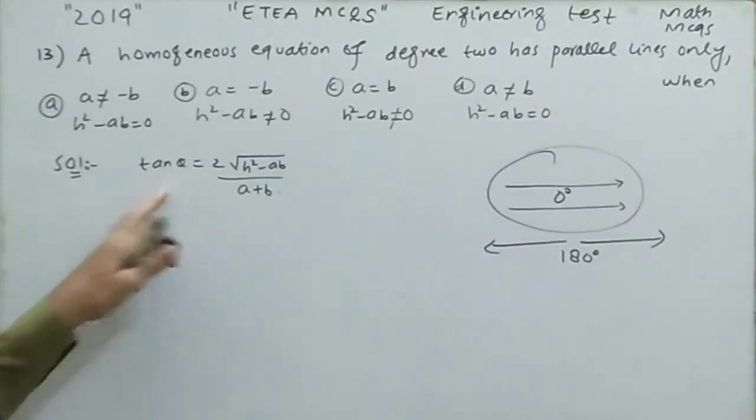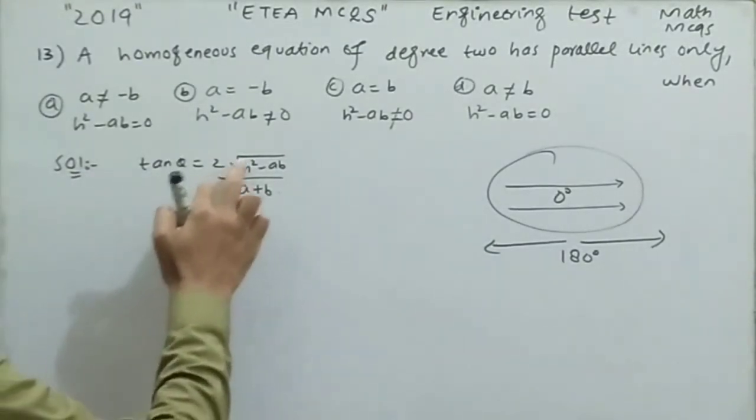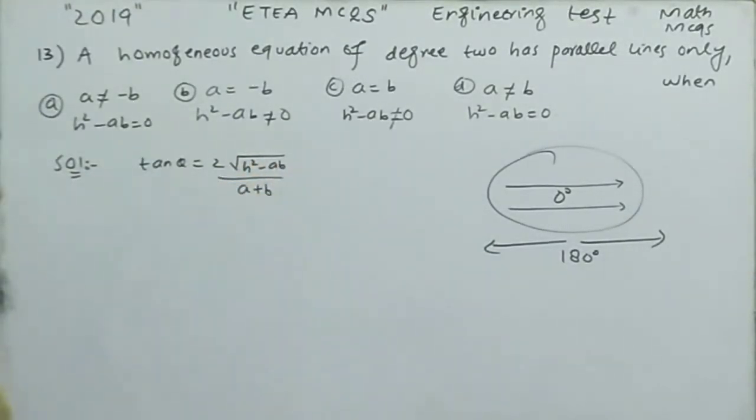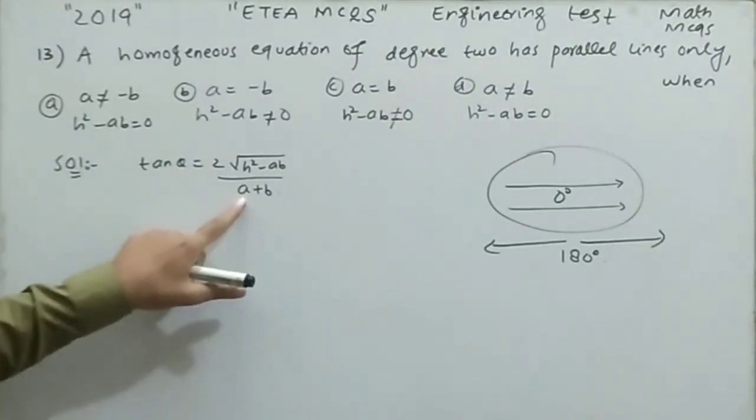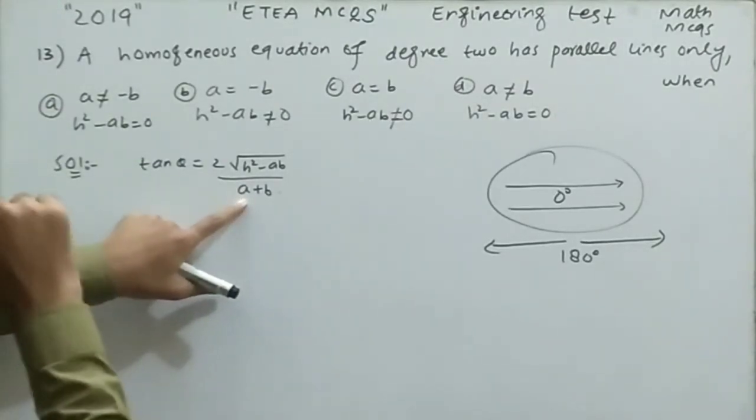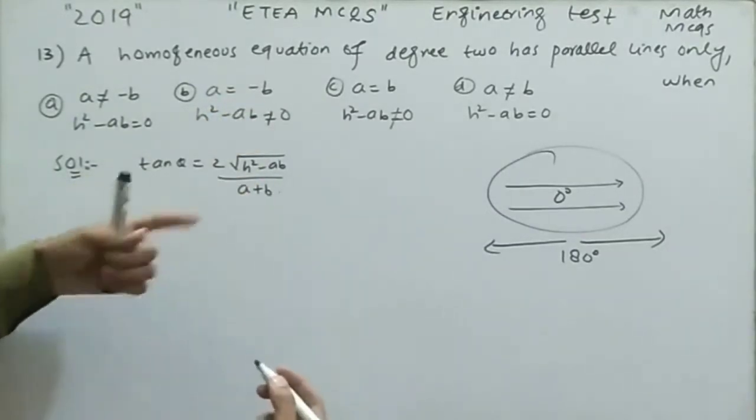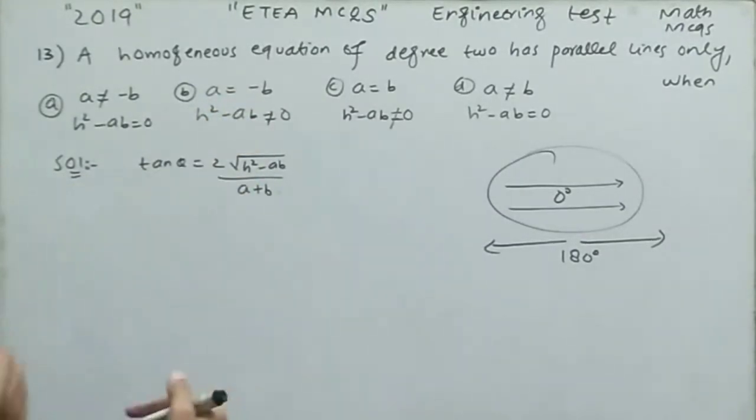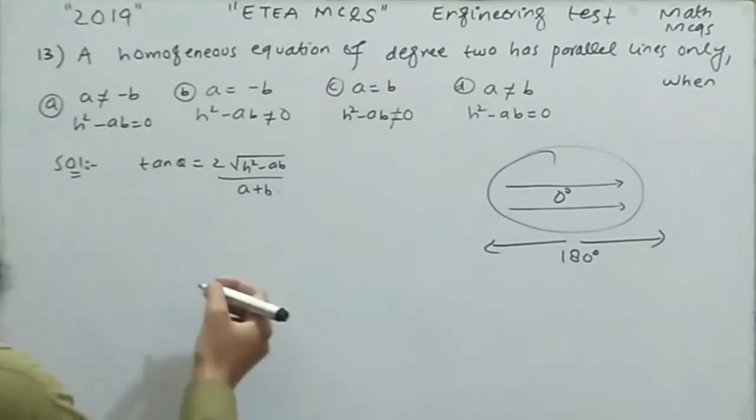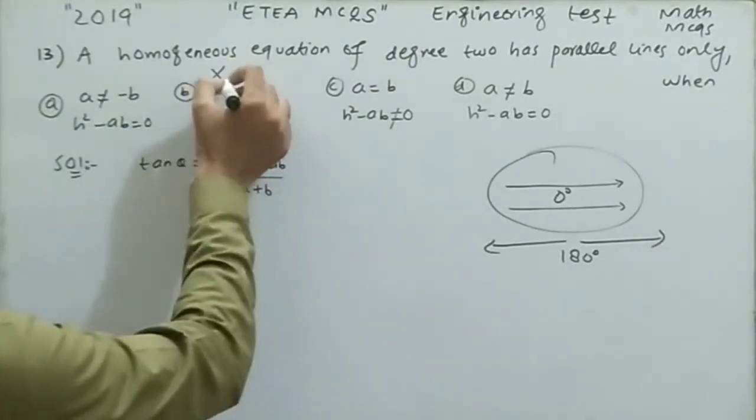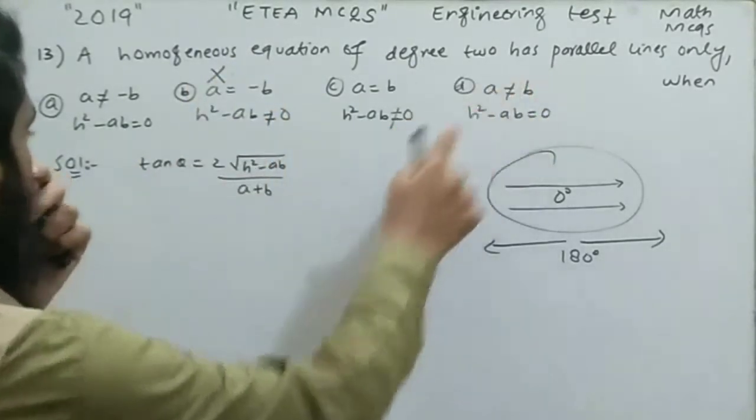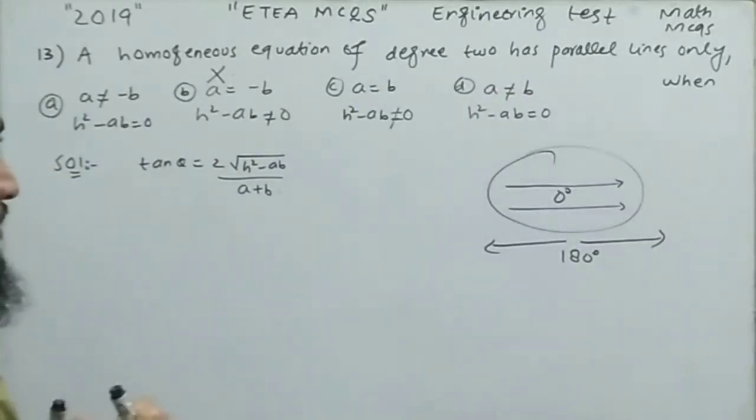So over here we have a formula that tangent theta is equal to 2 into square root of h square minus ab, over a plus b. So over here, let's suppose if I put a is equal to negative b, it will give us infinity, and tangent theta gives us infinity only when the angle is 90 degrees. So this option is incorrect because they are talking about parallel lines. At 90 degrees the lines are perpendicular.